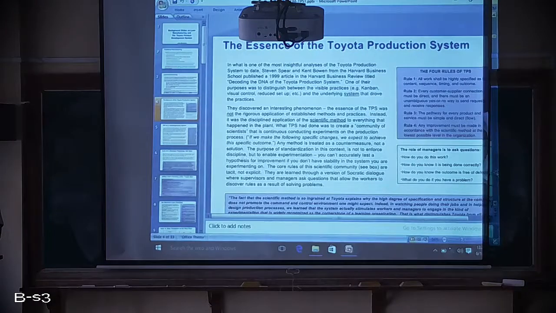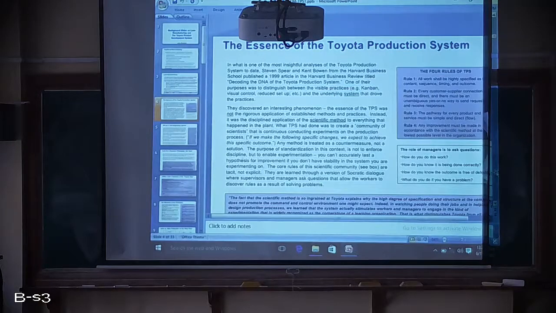Now, what is the essence of the TPS? Okay, the essence of the TPS. You can just go through it. This I am sharing; you can also go through it. One of the most insightful analyses of the Toyota Production System to date: Steven Spear and Kent Bowen from the Harvard Business School published a 1999 article in the Harvard Business Review titled "Decoding the DNA of the TPS." One of their purposes was to distinguish between the visible practices like Kanban, visual control, reduced setup, etc., and the underlying system that drove the practices.